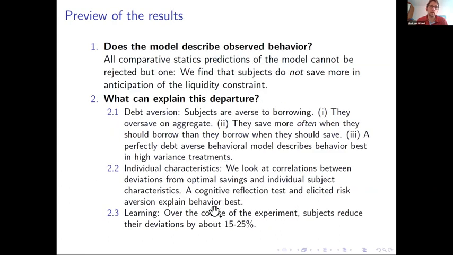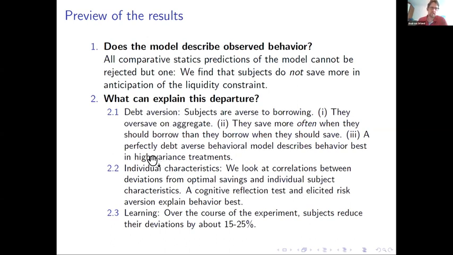Okay, what do we find? We test all the comparative statics predictions of the model, and we cannot reject all but one. We find that subjects do not save more in anticipation of the liquidity constraint. And in what follows, we will explain this departure. During this presentation, I will only focus on the debt aversion part due to time constraints.